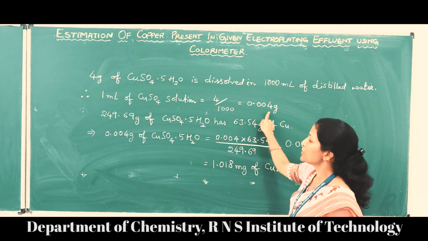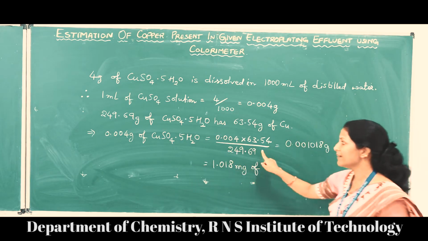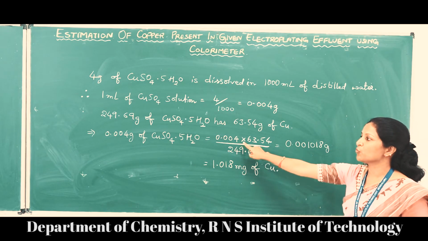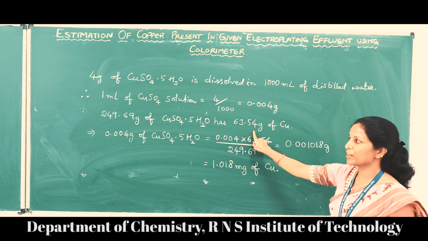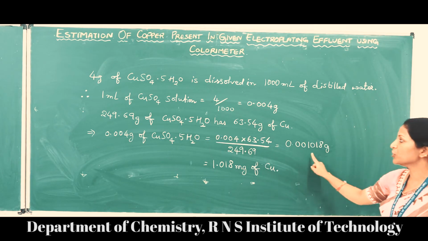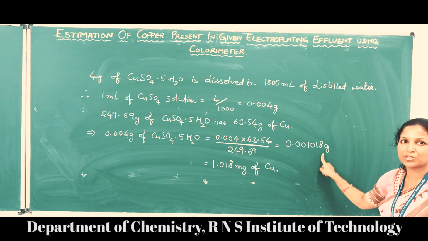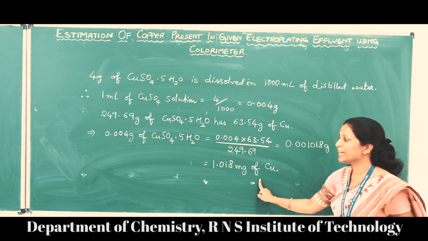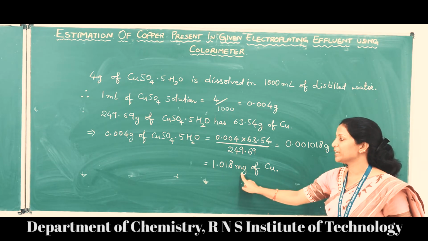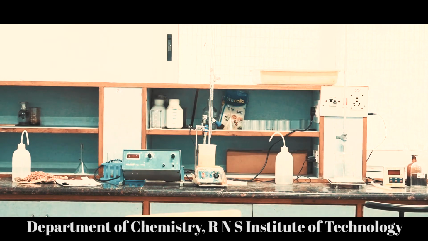So 0.004 grams of copper sulfate pentahydrate contains 0.004 into 63.54 divided by 249.69, which is equal to 0.001018 grams. So converting this into milligrams, we have 1.018 milligrams of copper. From all these values, we are calculating the weight of copper.